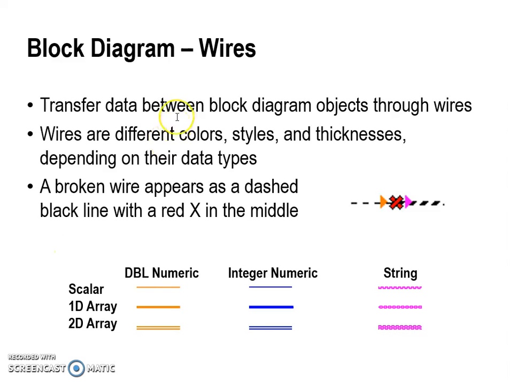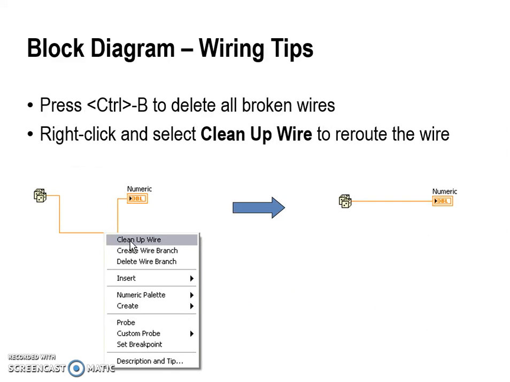We are already accustomed to different wires on the block diagram having different colors. So we are accustomed to orange being our numeric data with a decimal point, blue being our whole numbers, our integers, and pink being our string data, such as text and things like that. If we attempt to wire up, in this case, a numeric data type to a string data type, we're going to get a broken arrow. We would have to fix that because those two data types are incompatible, and I would have to remove that wire and wire it up a different way if I wanted my program to work.